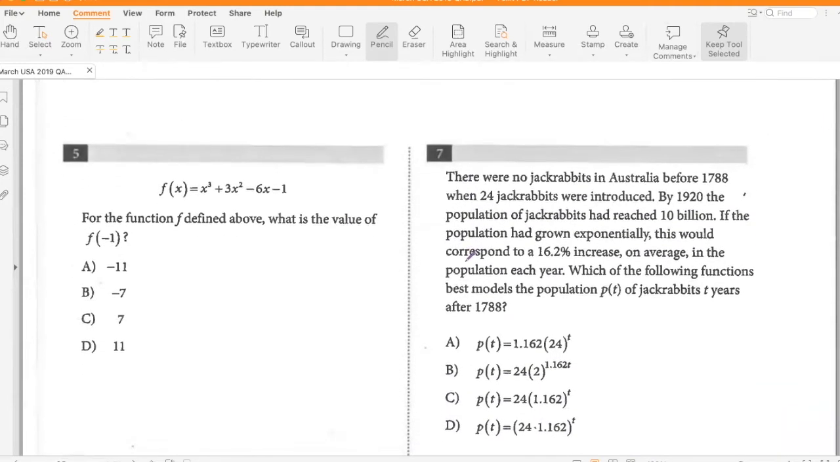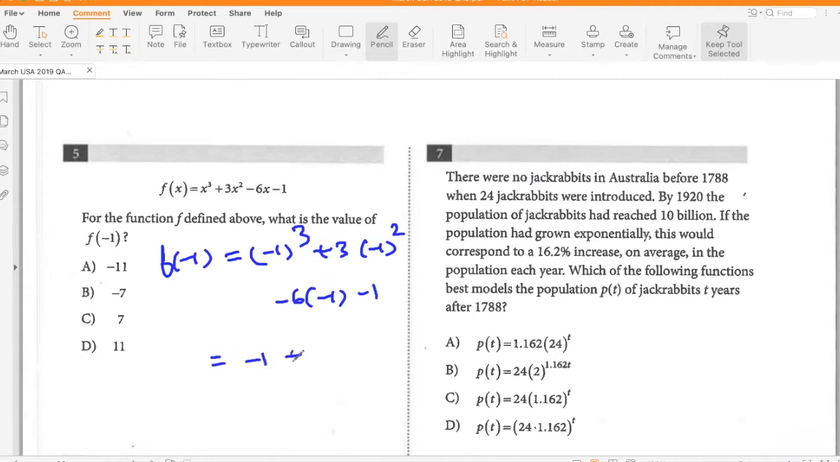For the function above, what is the value of f of negative 1? So f of negative 1 would be negative 1 cubed plus 3 times negative 1 squared minus 6 times negative 1 minus 1. So minus 1 plus 3 plus 6 minus 1. So 6 plus 3, 9 minus 2, 7.